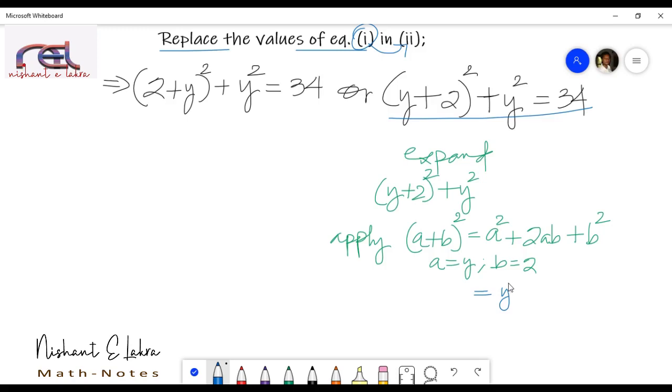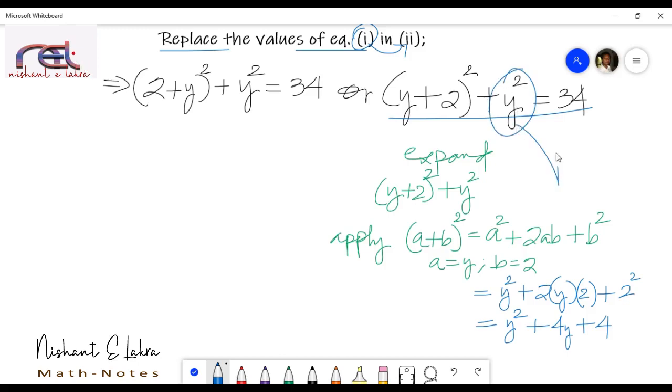So when we replace the values, we get it as y square plus 2 into y into 2 plus 2 square. Now when we simplify it, we will get it as y square plus 4y plus 2 square, that is 4. Right, I hope you have understood till here. Now we had plus y square, right? So we will write that term plus y square.